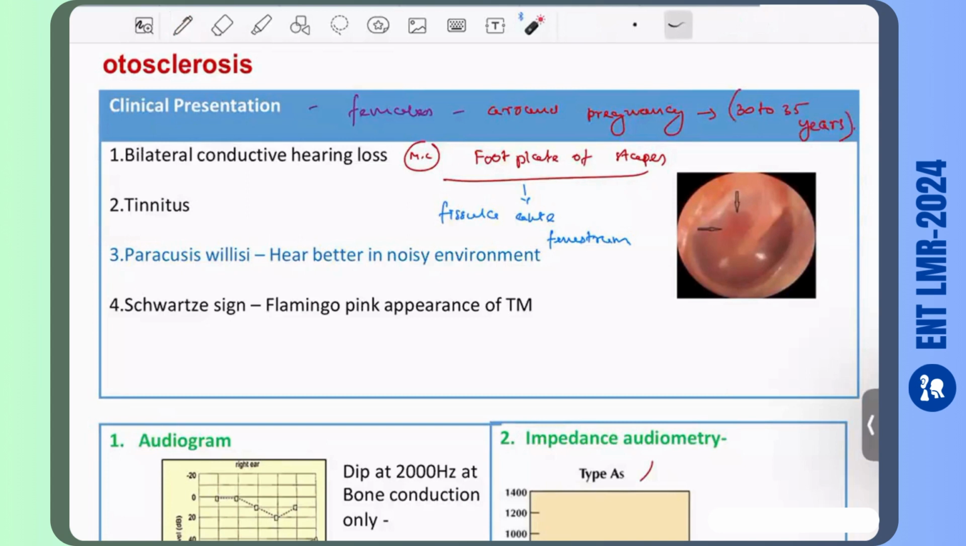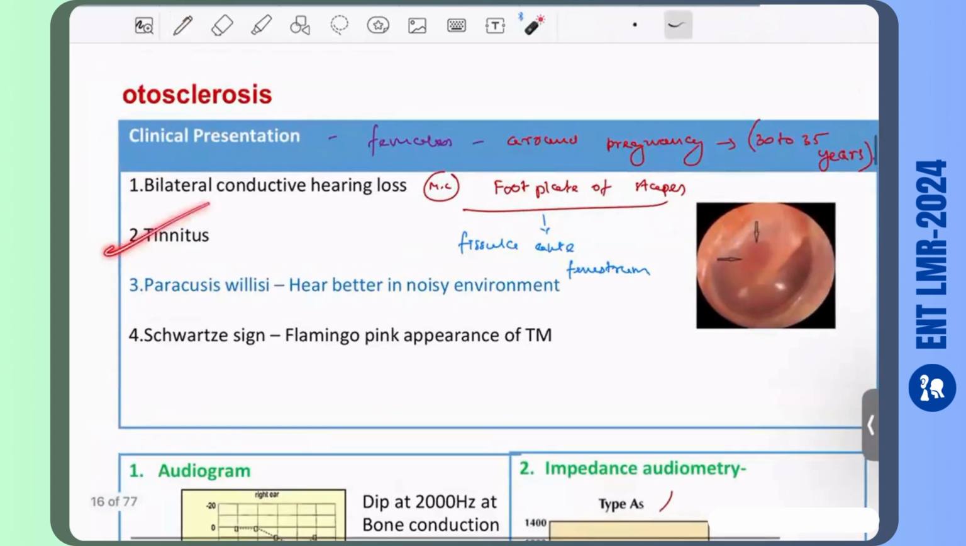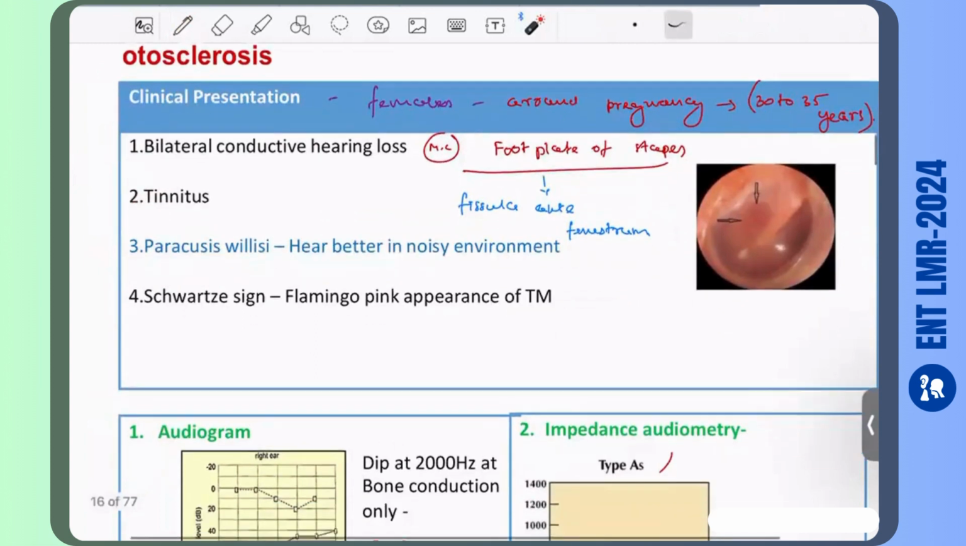The patient will be having bilateral conductive hearing loss. The patient will be having tinnitus. The most important named sign is paracusis willisii. The patient will hear better in a noisy environment. What will be the sign? The patient will have Schwartze sign, which is flamingo pink appearance of the tympanic membrane.